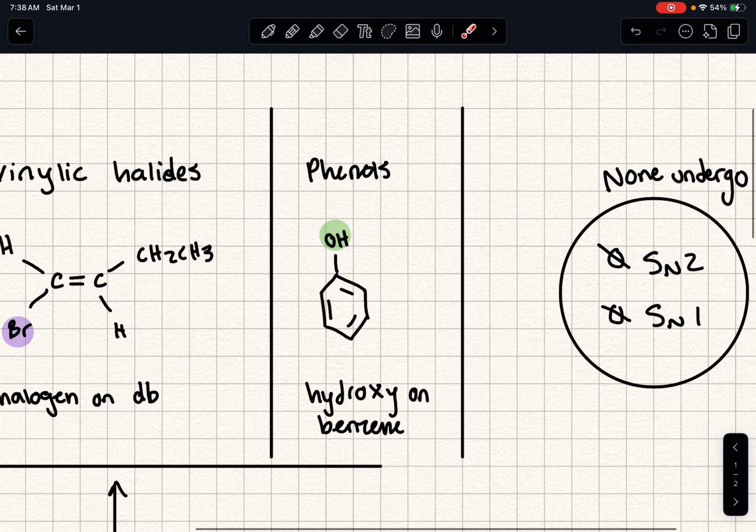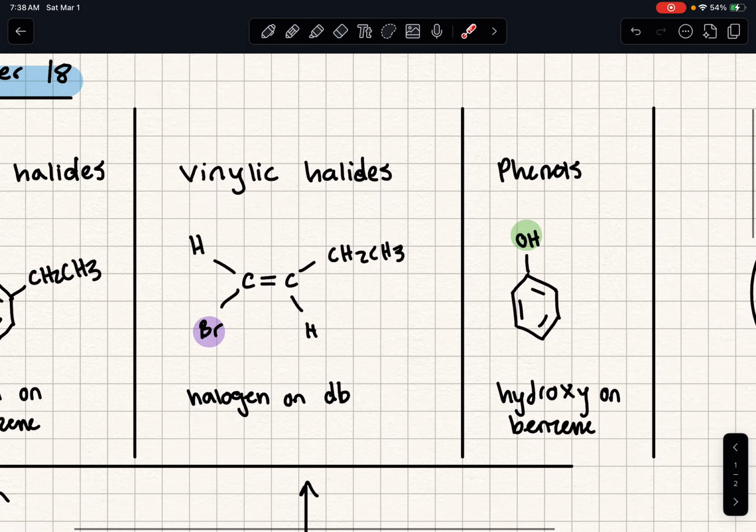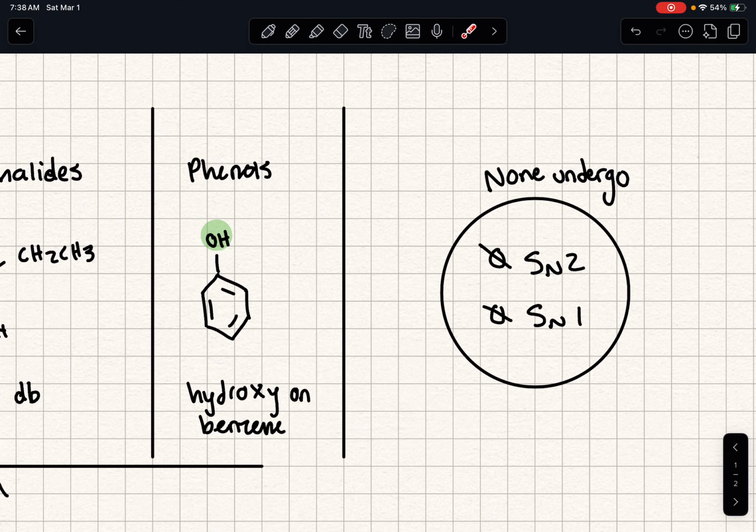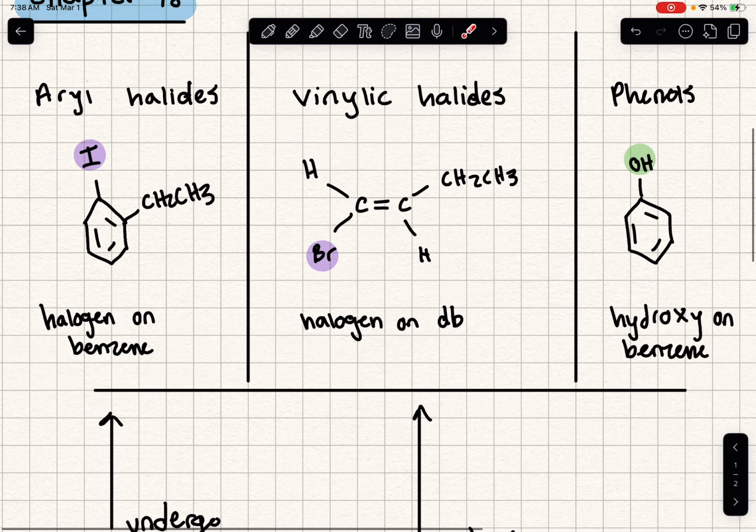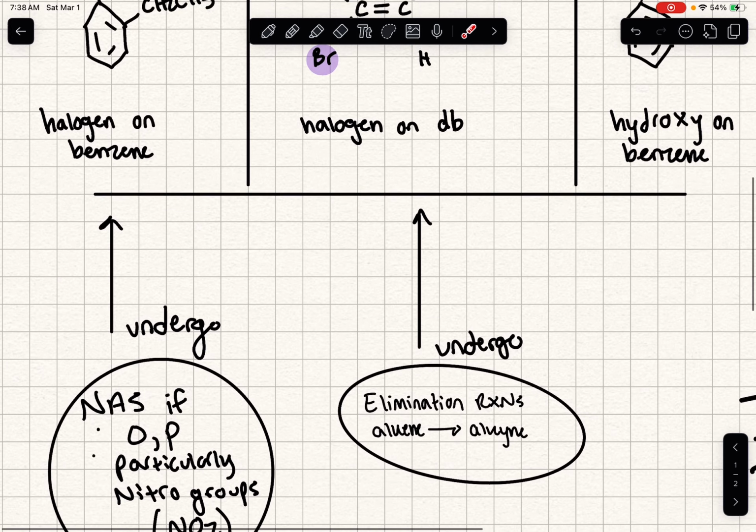Now, if we go over here, for these three things, none of them undergo SN1 or SN2. These are different sections of the book that tell us about how these different structures can't undergo SN1, SN2. He skipped that, but I think it's good to know, so we don't get tricked by this.